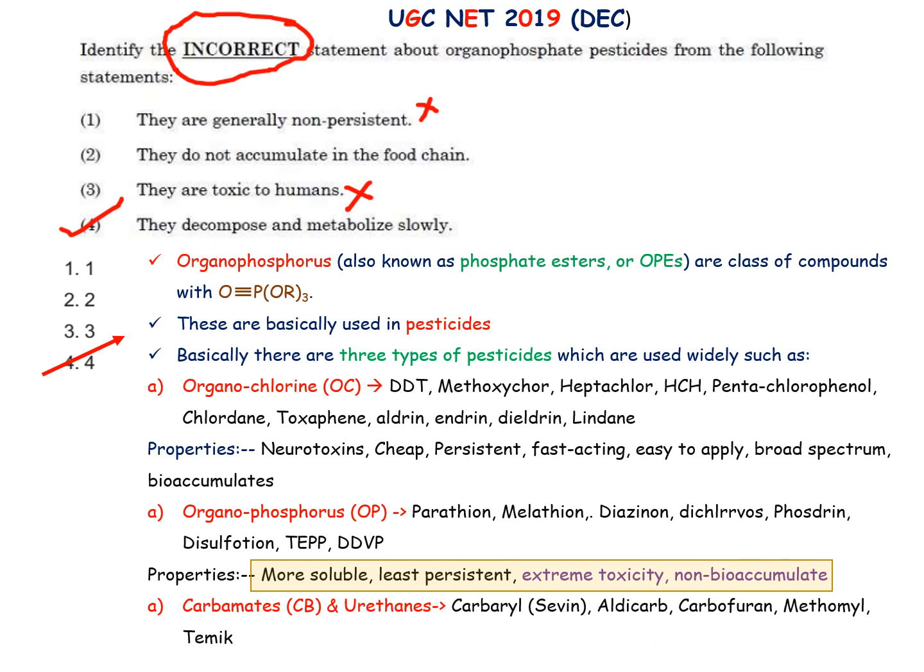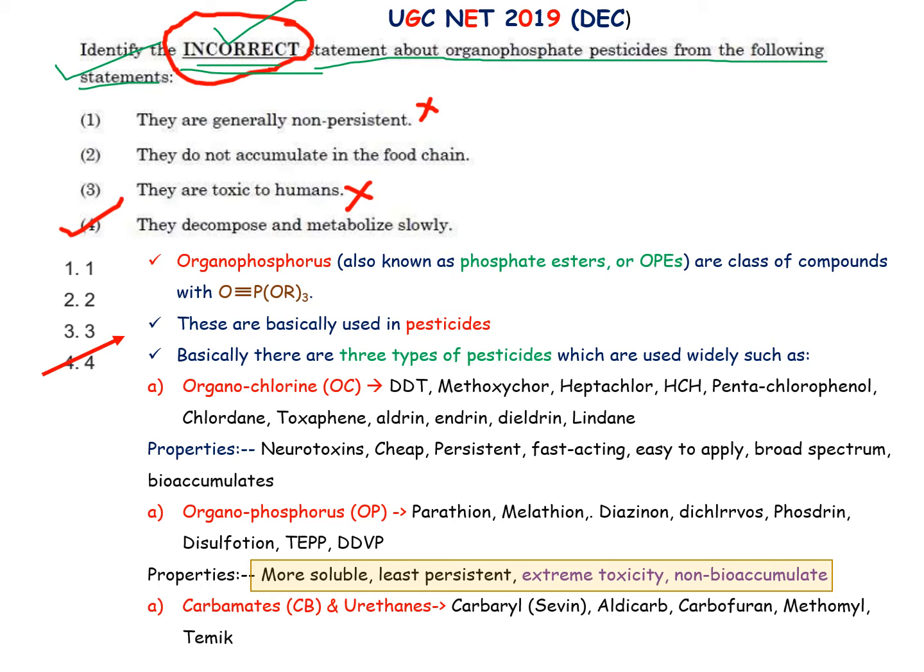Now moving on to the next question. The next question tells to identify the incorrect statement about the organopesticides. In this kind of question you should first read whether it asks for incorrect or correct. The same type of question came in the previous one. It is related to organophosphates again.